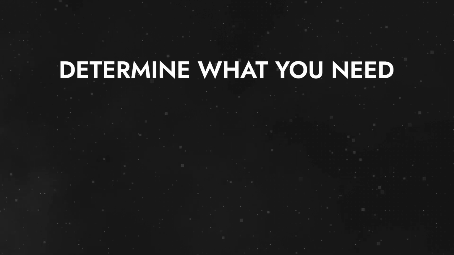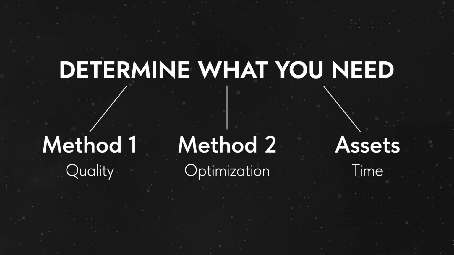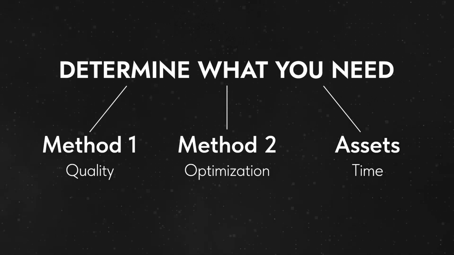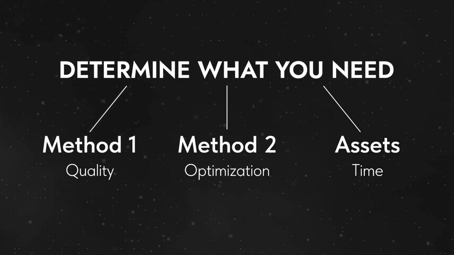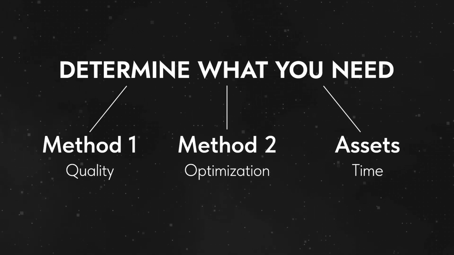And let's summarize. The main step is to understand what you need. Optimization, quality, or creation time. And based on that, either use one of the methods or find the right assets online. Nevertheless, now you know how it all works, and we'll be able to work with any asset and foliage. And this will be it.